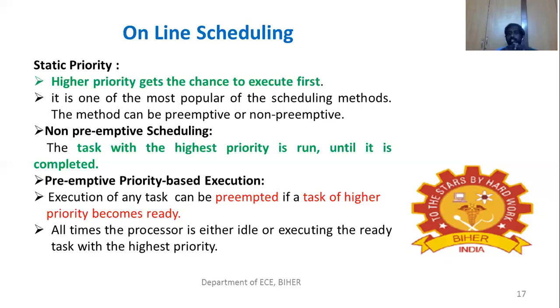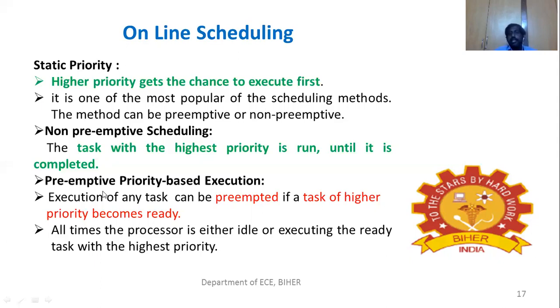In non-preemptive scheduling, the task with the highest priority is run until it is completed. This is the key factor: because the task has a higher priority, the system should finish the task first. So it is executed continuously until it is completed.